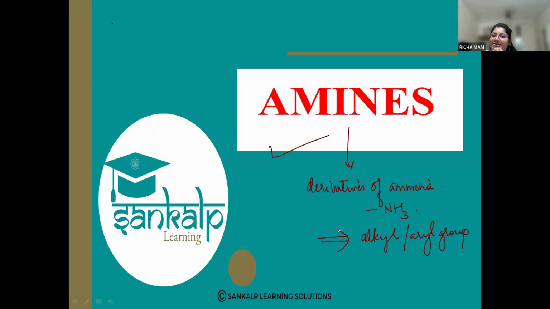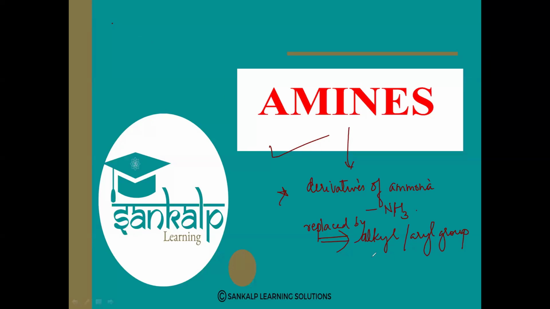So what are amines? Basically, amines are the derivatives of ammonia in which one, two, or all three hydrogen atoms are replaced by an alkyl or an aryl group. Now you know what an alkyl group is and what an aryl group is.